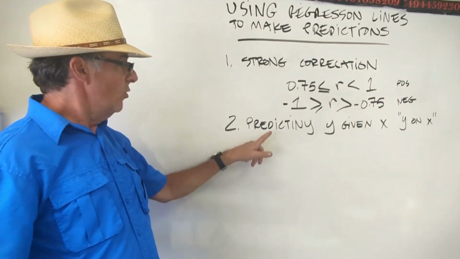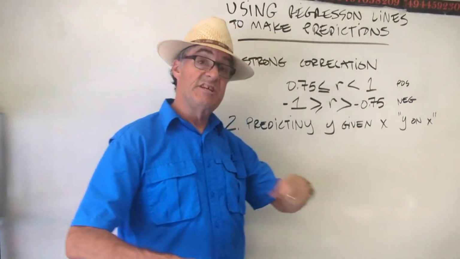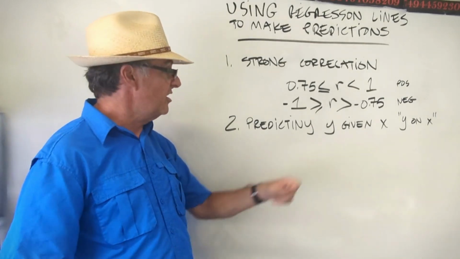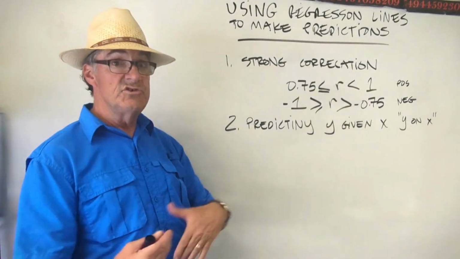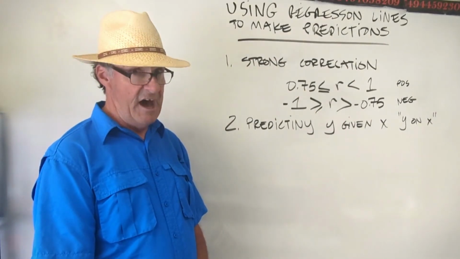The next one is we're predicting Y given X. We're not predicting it the other way around. So watch out. There are tricky questions out there where they'll give you a Y and ask you to use your correlation to predict X, and strictly speaking, that's not allowed.